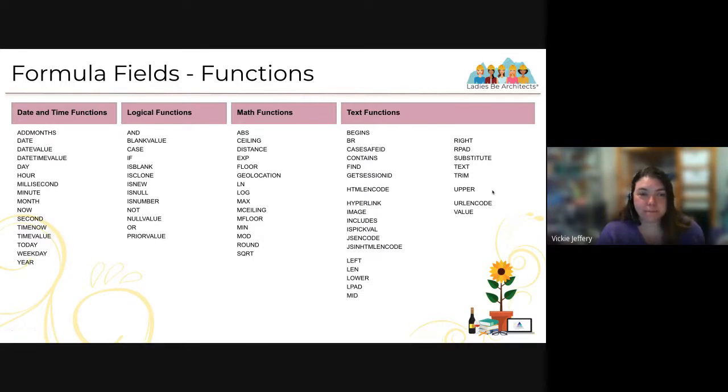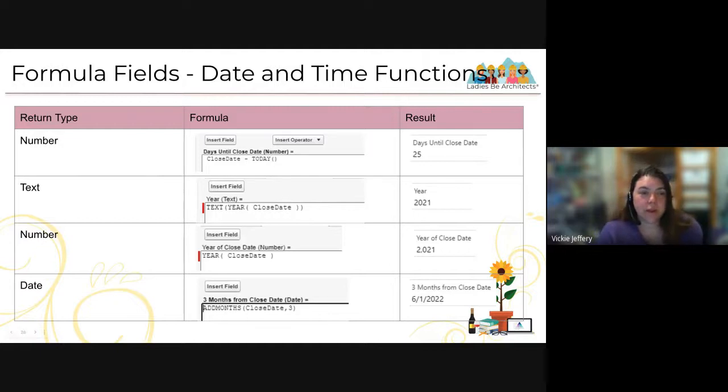Next slide. All right, so we'll go through some of these. Hopefully there are no errors that Adrienne picks up on. These are examples of the date and time functions. I've got my return type to the left, and what I'm doing here is using a number, because I want to know how many days until my close date. So I've got the close date field minus TODAY, which is one of our date and time functions.